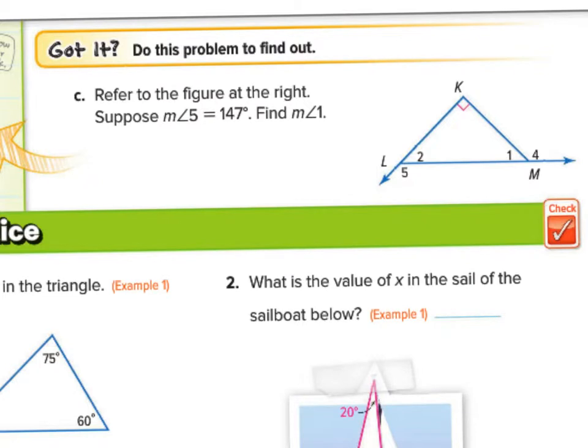Okay, if that made sense to you, please go ahead and try this question on your own. Let's look at it together first. Refer to the figure at the right. Suppose that measure of angle 5 equals 147. Here's angle 5 equals 147. Find the measure of angle 1. So they're using the same image from the last one, but they've given us a different measurement, because we already solved this. We knew it was 135 because this was 45. But now they're telling us that it's 147.